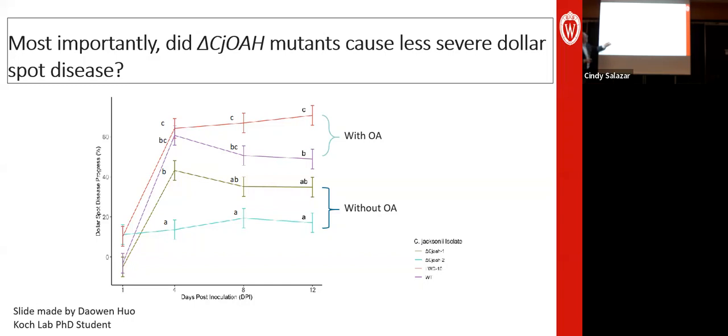And we are still seeing disease. So that gets to the point that we're still seeing some oxalic acid production, and we're still seeing some disease. So there's likely other things that are involved in dollar spot development in turf.